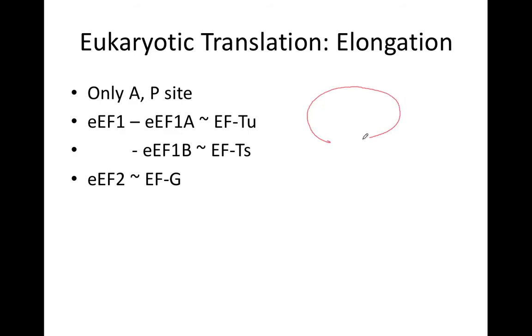Now, in eukaryotic translation, in our ribosome, if this is the large subunit, so 60S, and this is the small subunit, so that's 40S, they only have an A and a P site. They do not have an E site. So somehow, when your tRNA is uncharged, it just leaves the ribosome. Here, we only have two elongation factors, EEF1 and EEF2.